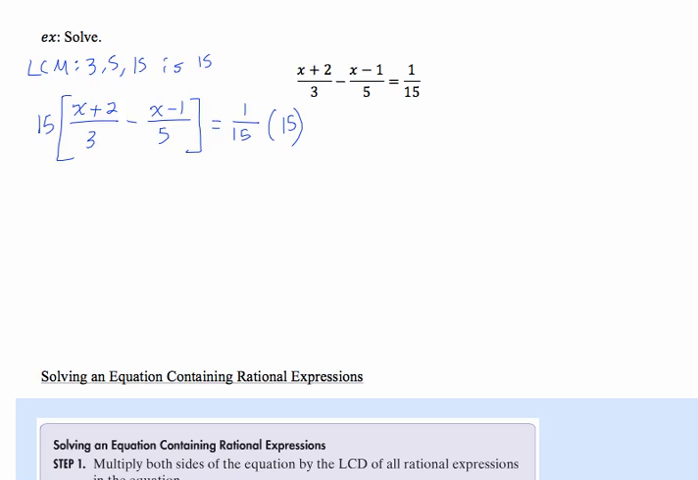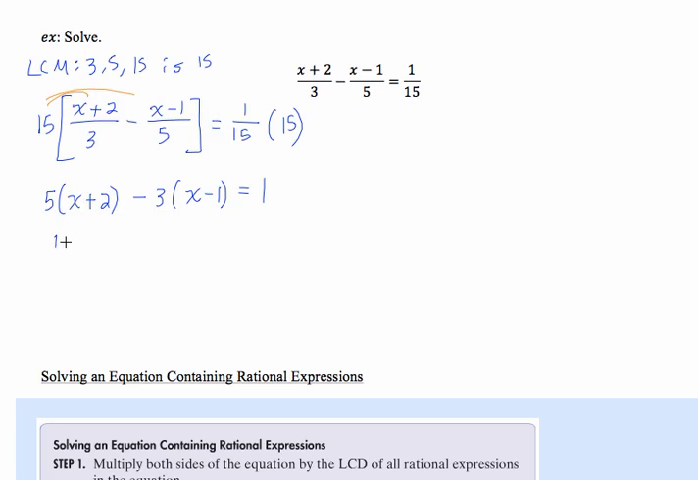Okay, and on the left side, if we distribute that 15, we'll have 15 over 3. Now 15 over 3 is 5. So we're going to have 5 times x plus 2 minus, okay, when we distribute this 15 over here, we'll have 15 over 5, which is 3. So 3 times x minus 1. And then 15 over 15 is 1. We've converted it into a simple linear equation with no fractions, so from here it should be fairly easy to solve. We just distribute and solve for x.